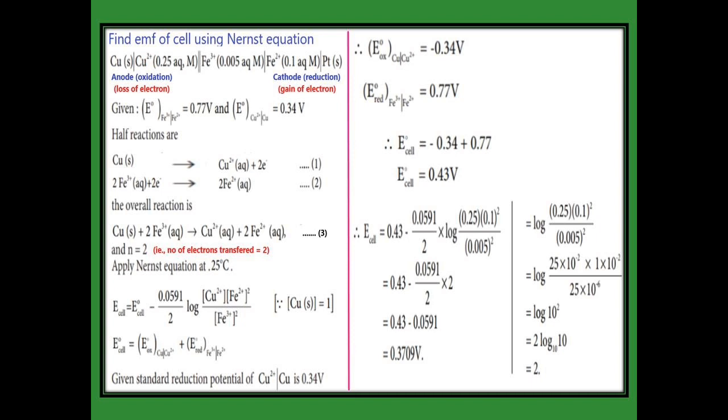So on the anode side we have copper, and on the cathode side we have Fe3+ and Fe2+. Now see the half-cell reactions. At the anode, oxidation takes place, meaning loss of electrons. So copper loses 2 electrons and becomes Cu2+. This is indicated as equation 1. Now on the cathode side, Fe3+ gains 1 electron, because reduction means gain of electrons at the cathode, and becomes Fe2+.